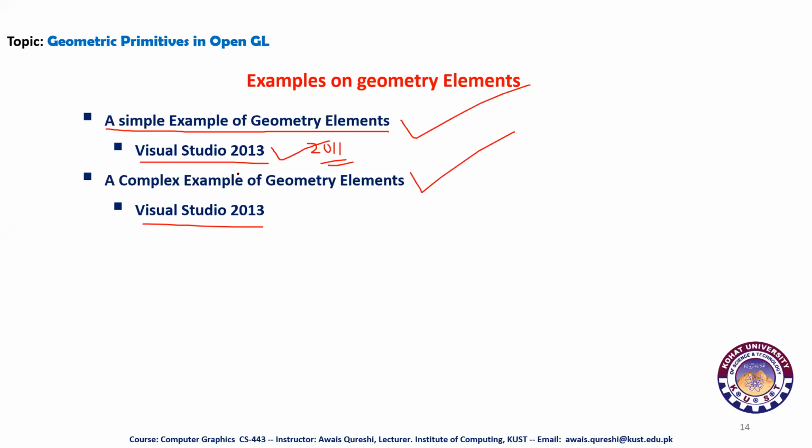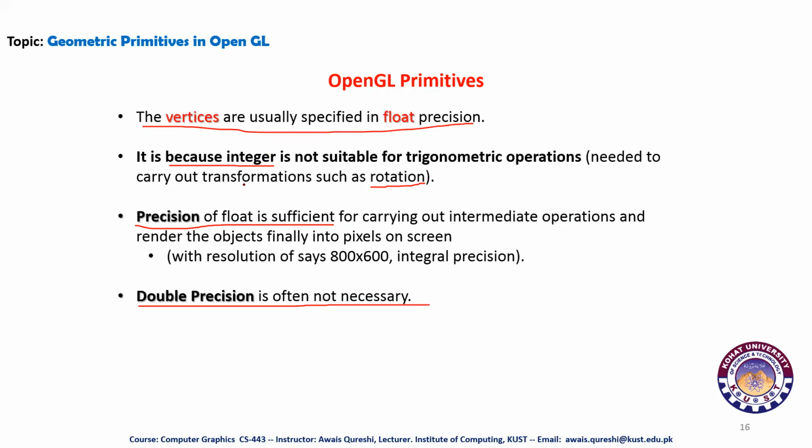So here you can see that we are using floating point precision. It is because integer is not suitable for the trigonometric operations needed to carry out transformations such as rotation. So we always use a floating point precision variable for drawing different vertices because integer is not suitable for trigonometric operations. And then you can see that the precision of float is sufficient for carrying out intermediate operations and rendering the objects finally into pixels on the screen.